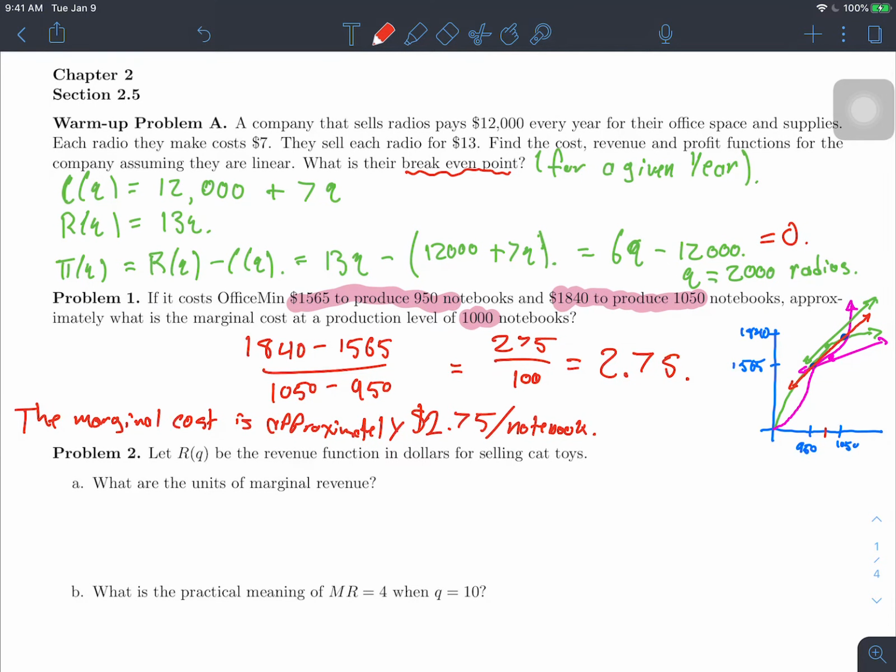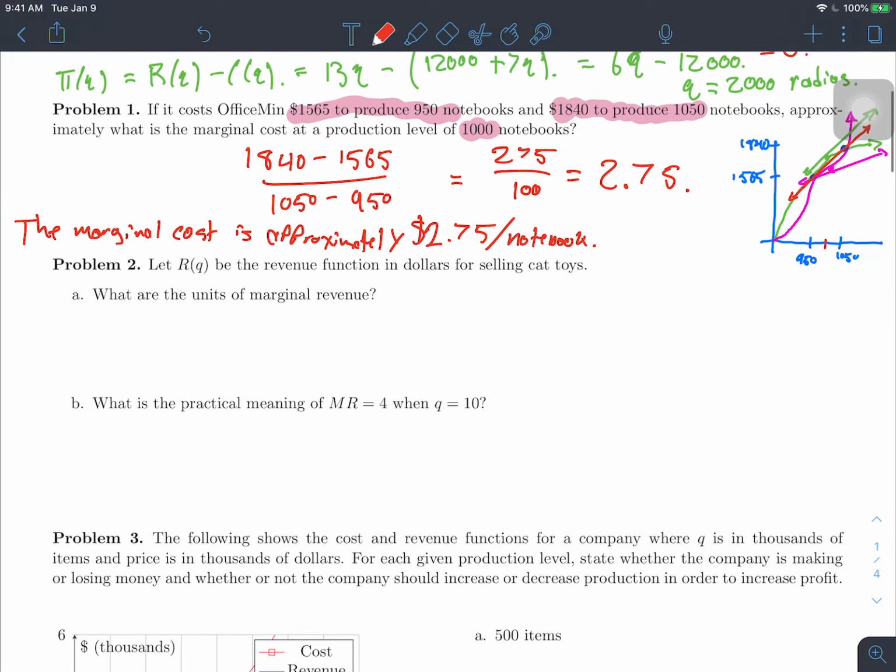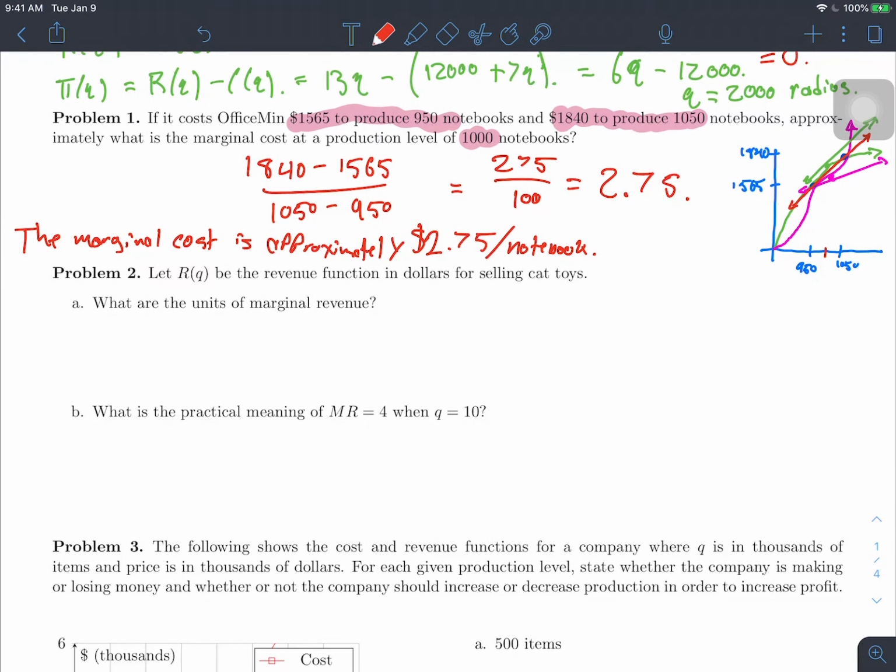Are there any questions about problem 1? Okay, doesn't seem like there's any questions. So let's try problem number 2 together. So let's have everybody try part A and part B on their own. I'll give you guys a couple minutes and then we'll reconvene as a group.